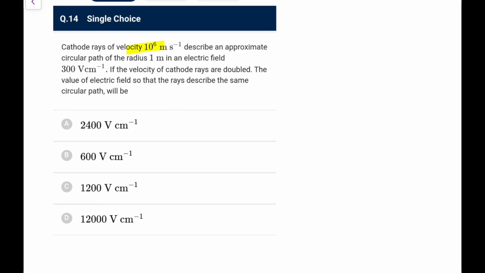Cathode rays of velocity 10 to the power 6 describe an approximate circular path of 1 in this field.